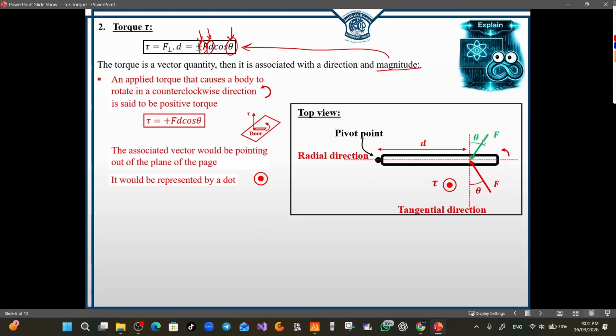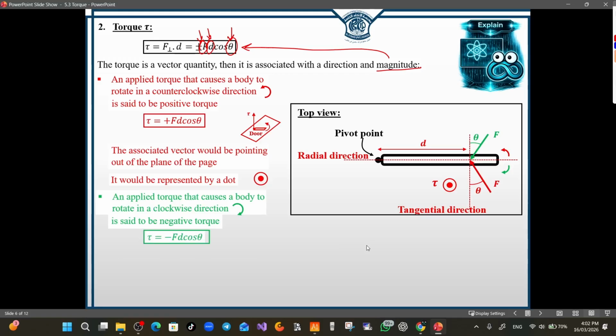Now, what if we have a force that is causing a body to rotate in the clockwise direction, like the green force here? It's said to be a negative torque, and tau is equal to minus F d cosine theta. The associated vector would be pointing into the page. So imagine that there is a vector that is entering, crossing the page or the screen.